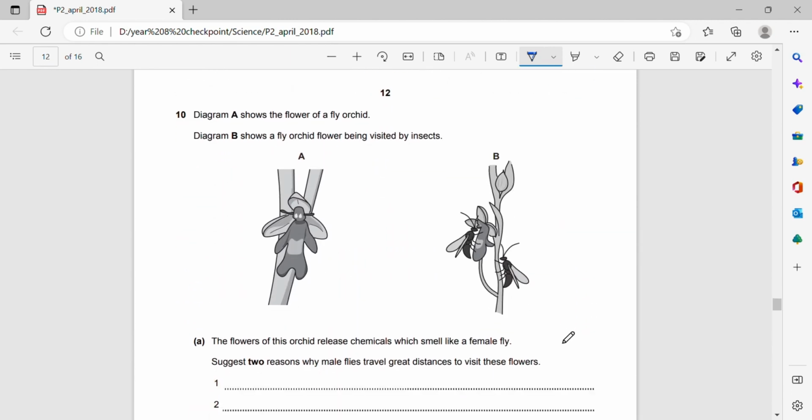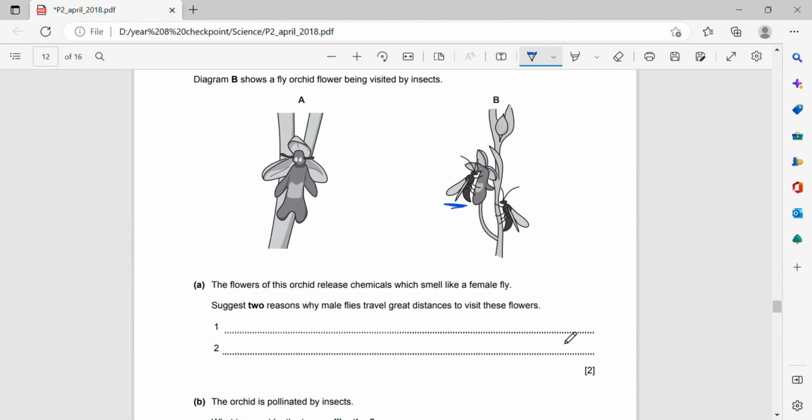Question number 10. Diagram A shows the flower of a fly orchid. Diagram B shows a fly orchid flower being visited by insects. The flowers of this orchid release chemicals which smell like a female fly. Suggest two reasons why the male flies travel great distances to visit these flowers. These flies, they travel to visit the flowers because the flowers have what? They have smell or scent that attracts them.